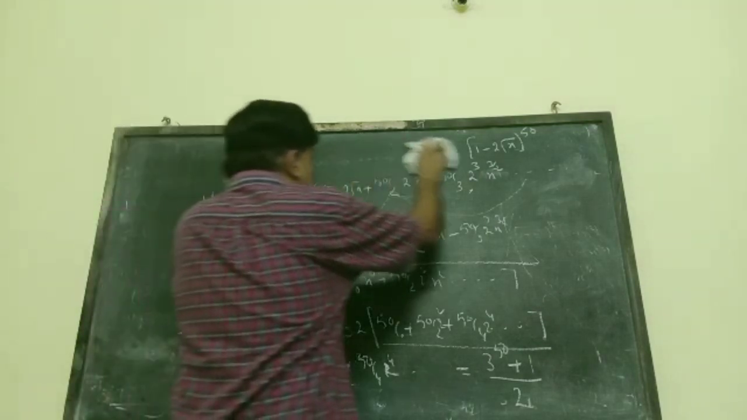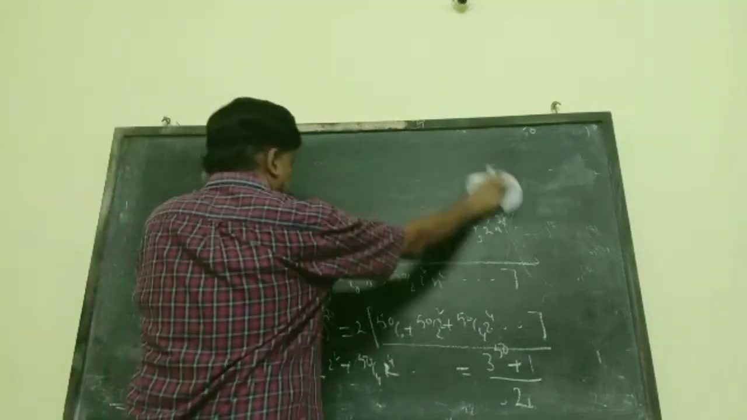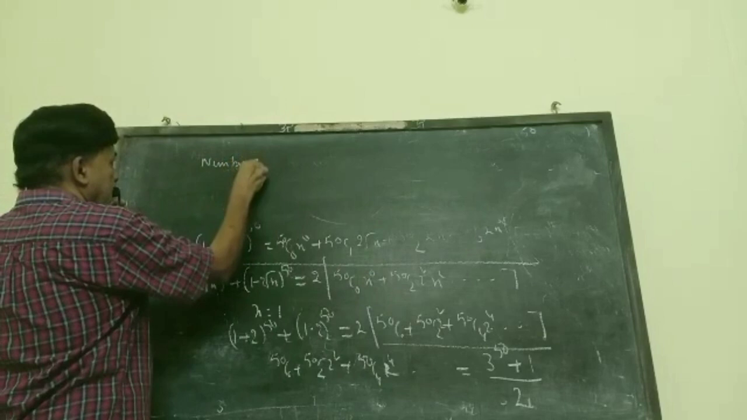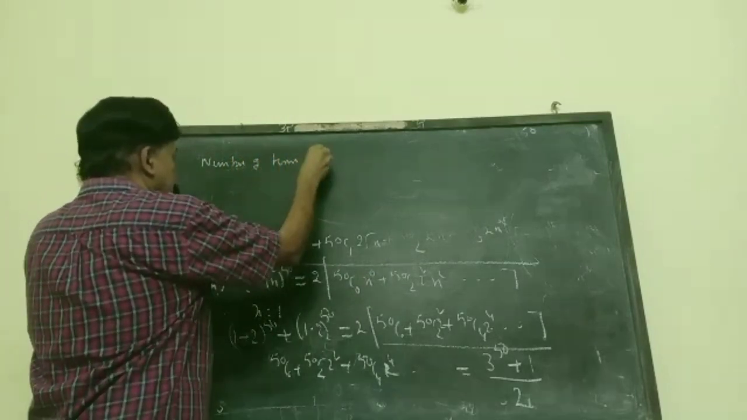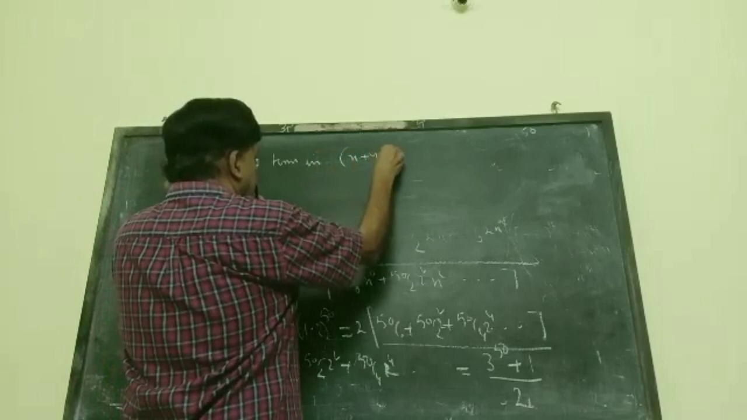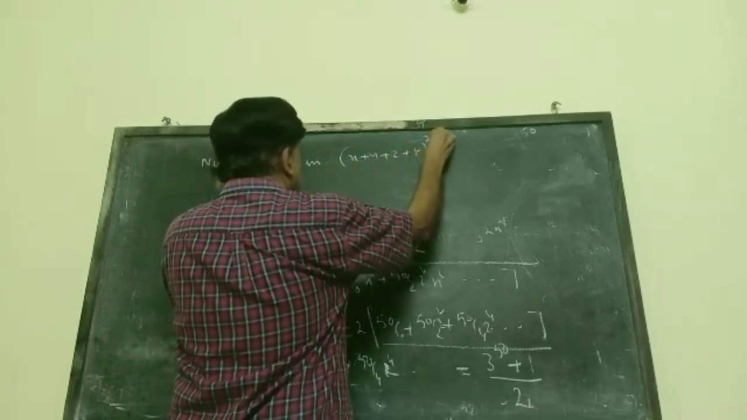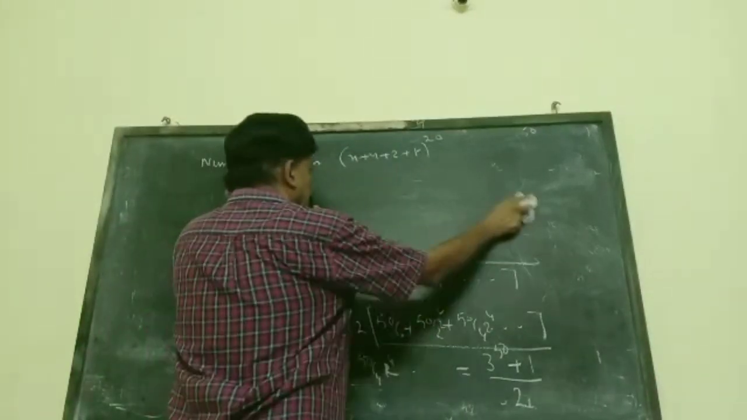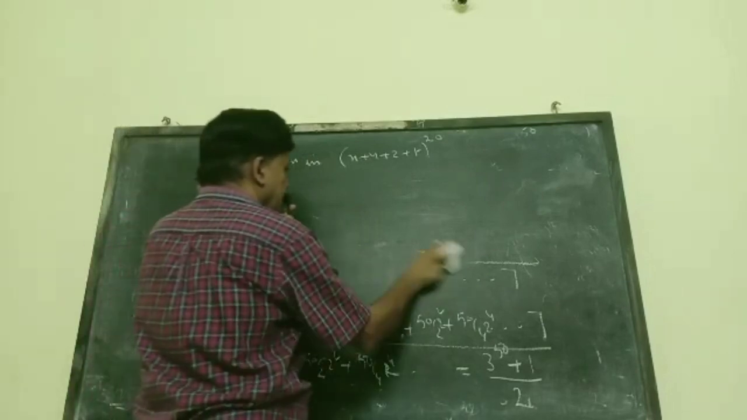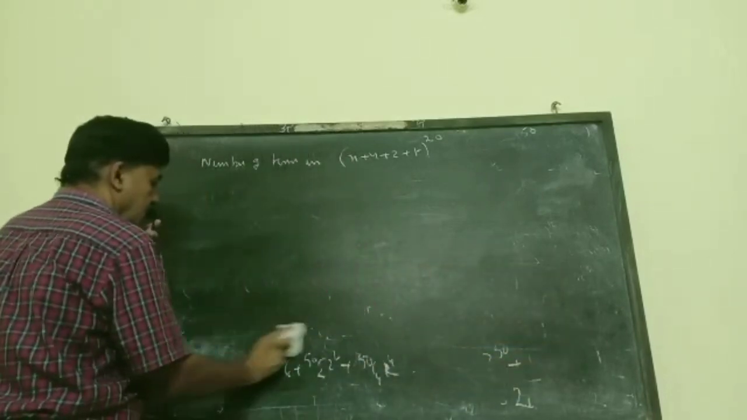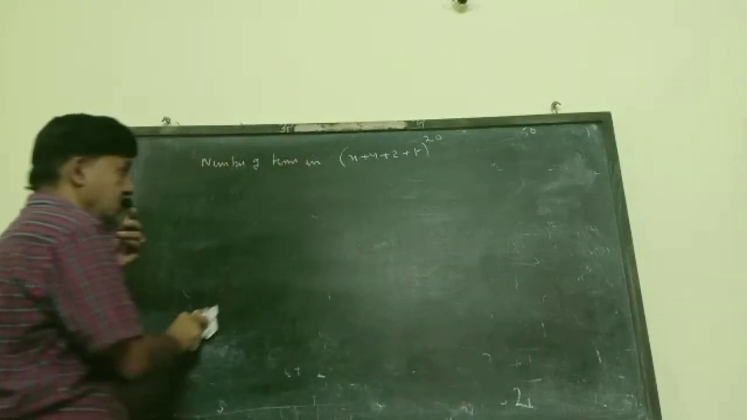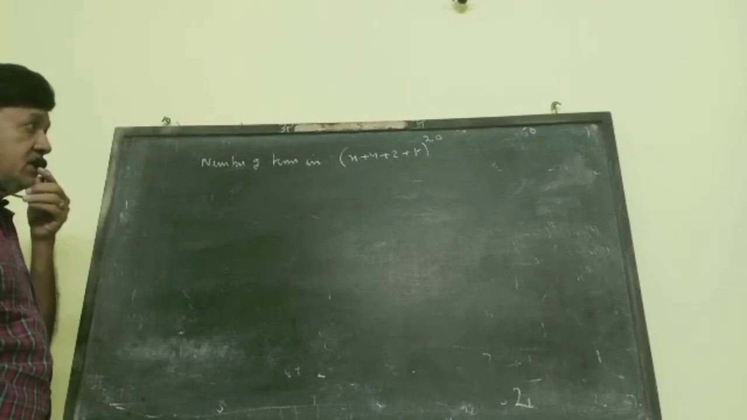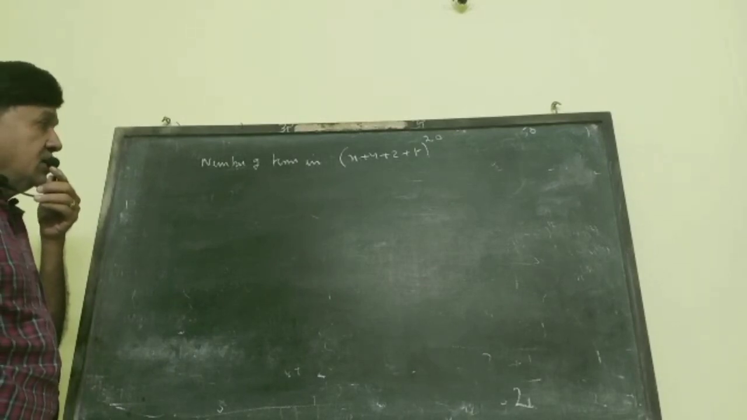Right. The next question is: number of terms in the expansion of (x + y + z + t)^20. See, it is understood that x, y, z, t are independent of each other.